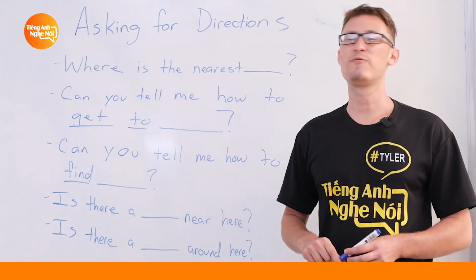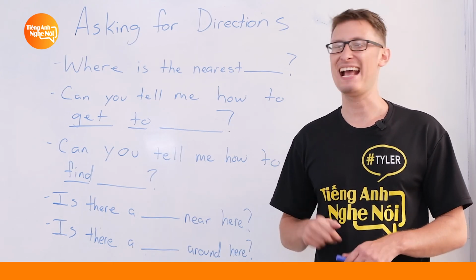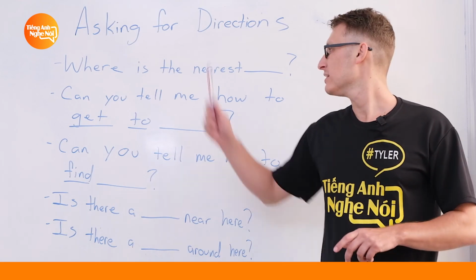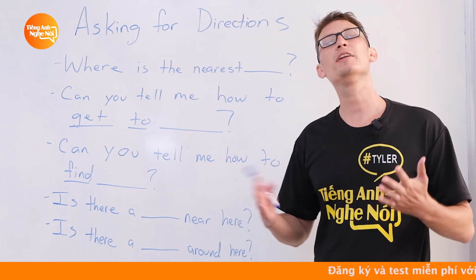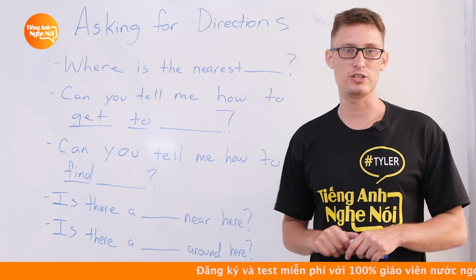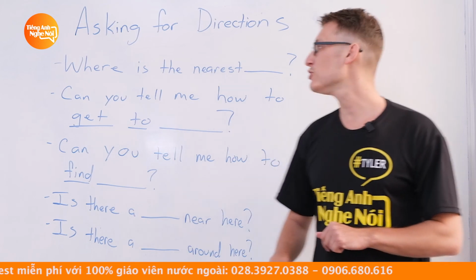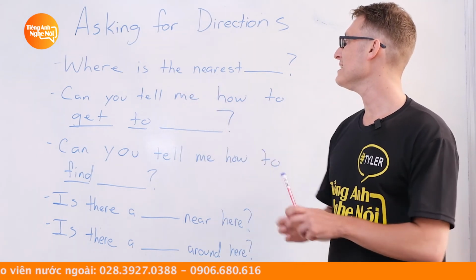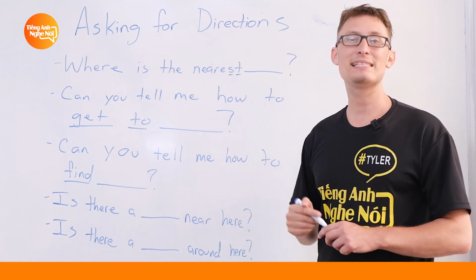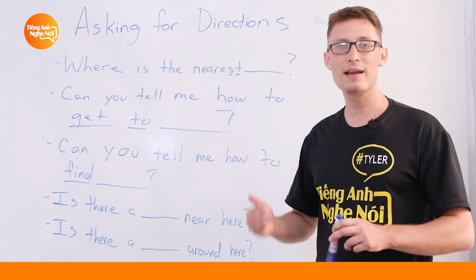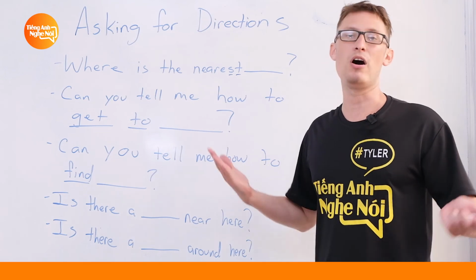Let's talk about asking for directions. If you are in a strange city and you don't know where to go, you can ask someone one of these questions. Now, first, what do you need to say if you want someone to talk to you? You need to say, excuse me, right? So, excuse me. Where is the nearest coffee shop? Where is the nearest ATM? Where is the nearest bar?